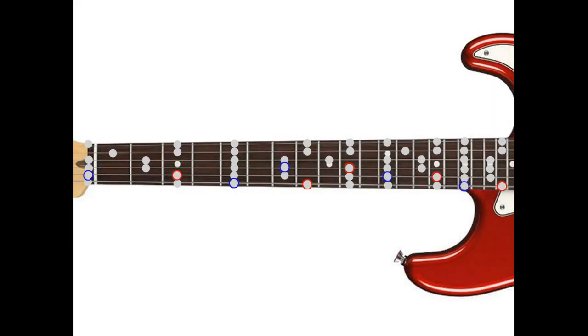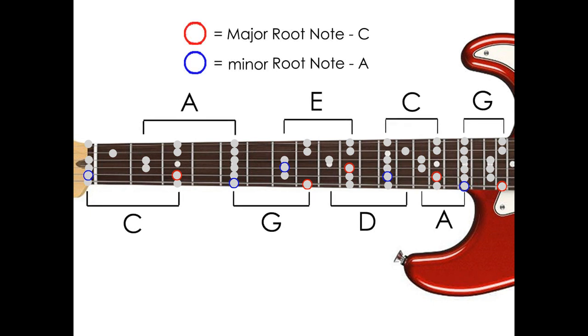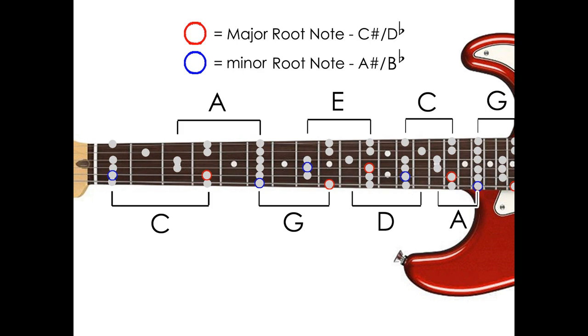Here are the 5 pentatonic scale patterns linked up in the key of C and A minor. What's dictating what key we're in here is where the red notes and the blue notes are sitting. At the moment all the red notes are sitting on the C notes and all the blue notes are sitting on an A note. Now if we move everything up 1 fret, the major root notes of the pattern are sitting on a C sharp and D flat, making it in that key, and of course it has its minor relative.